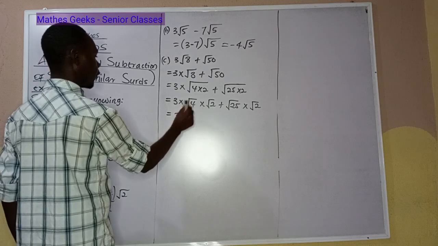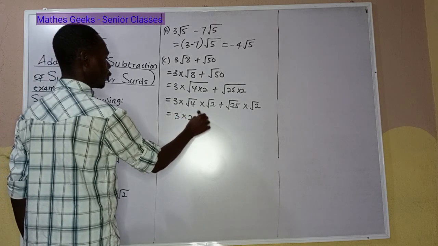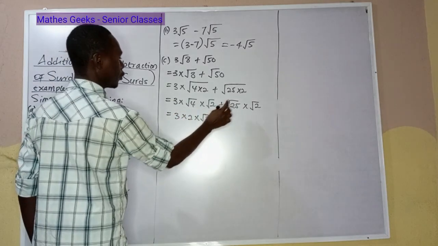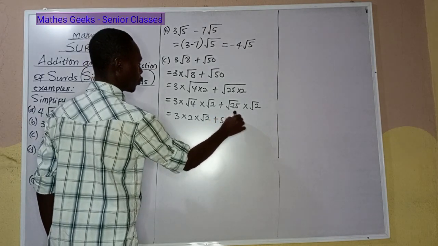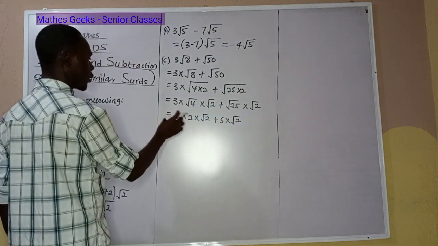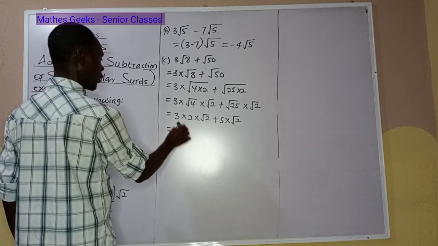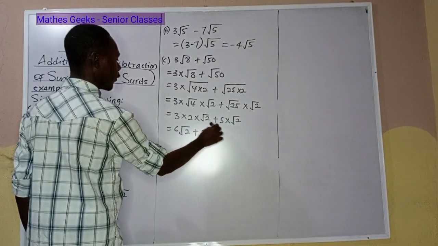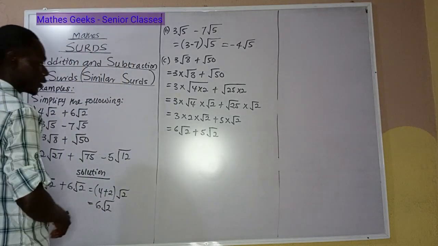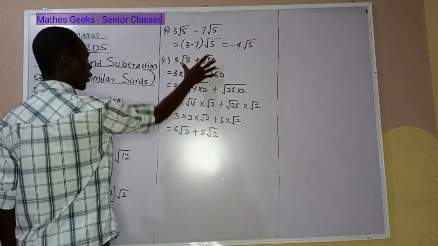3 times root 4 is 3 times 2, which is 6 root 2... Let me restate: 3 times root 4 is 2 times root 2 plus root 25 is equal to 5 times root 2. 3 times 2 is 6. 6 times root 2 will give us 6 root 2, plus 5 times root 2 is 5 root 2. Now this is the simplest the surd can get to.